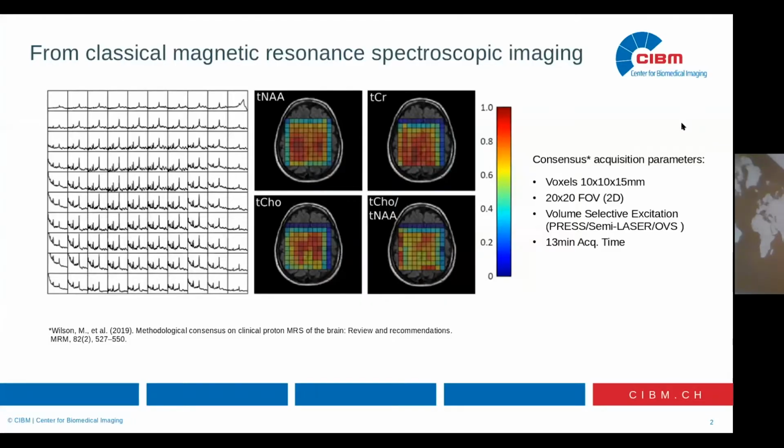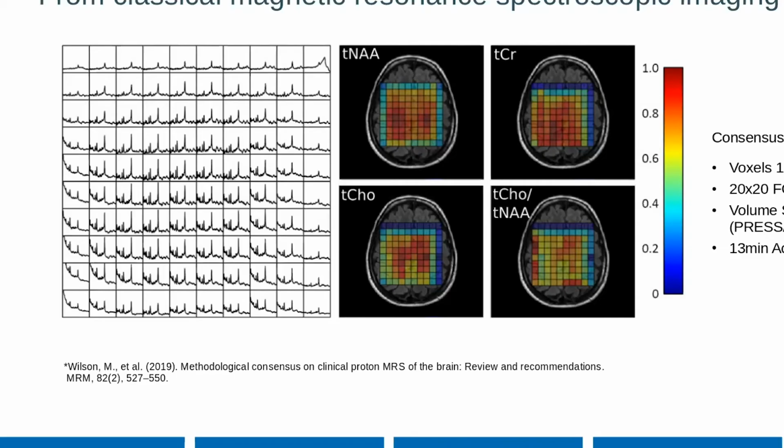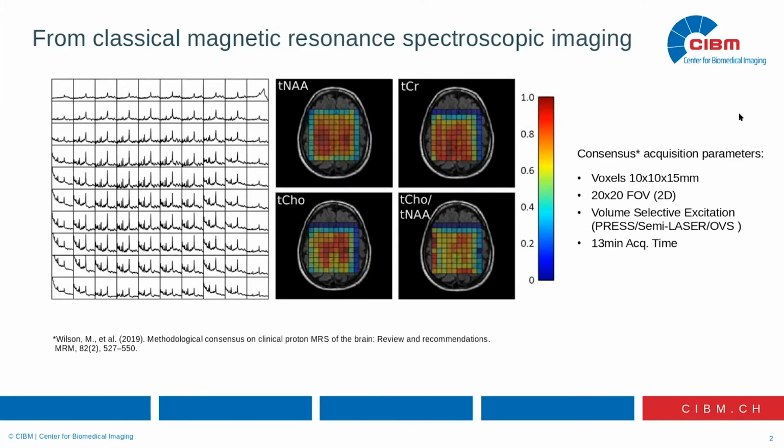I will start this presentation with a simple example of classical magnetic resonance spectroscopic imaging. You might not know exactly what I'm talking about, but don't worry, I'm gonna go into details further. These are the acquisition parameters based on the consensus paper of 2019 that basically define the MRSI as the most classical part. This is a box in the middle of the brain where we measure metabolite signal, and we can reconstruct metabolite distribution within the box with a voxel size of typically 10 by 10 by 15 millimeter, and in an acquisition time of 13 minutes.